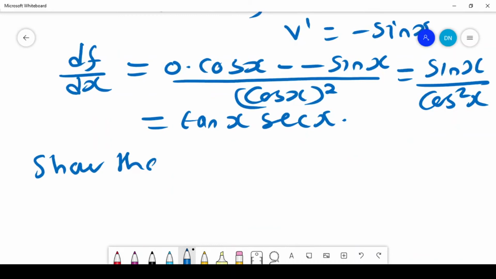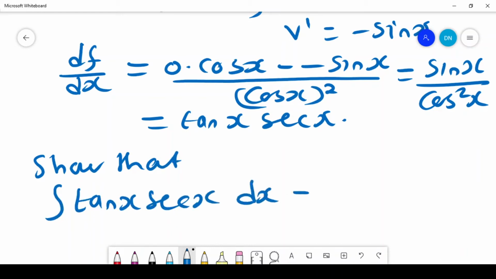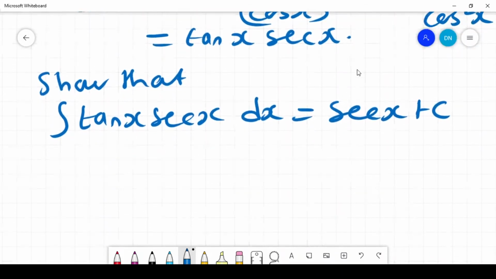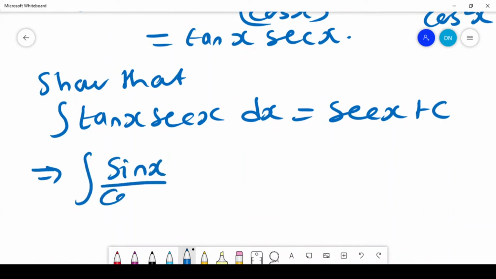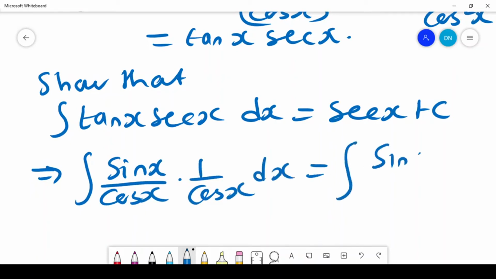So the integral of tan x sec x dx will give me sec of x plus c, just a constant of integration. So how do I do that? I'll write this exactly as sine x over cos x times 1 over cos x dx, and that will be the integral of sine x all over cos squared x dx.